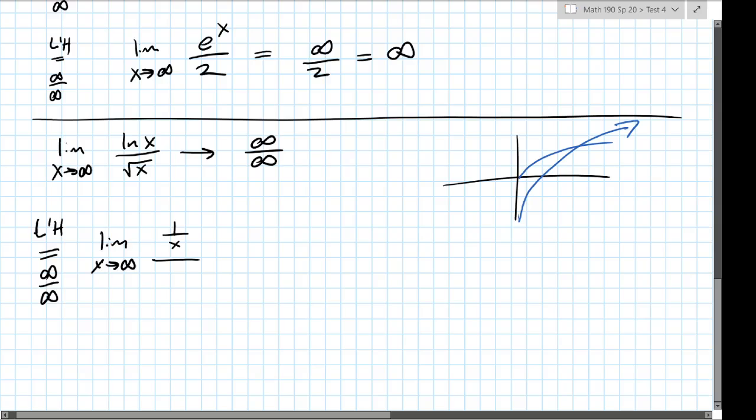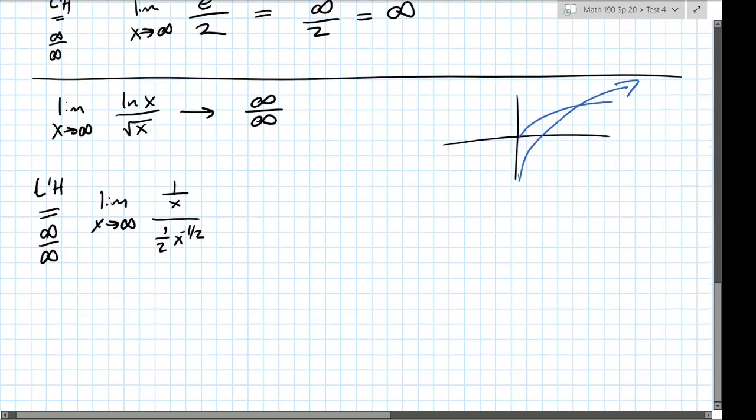The derivative of the bottom, which we change to x to the 1/2 power, is 1/2 x to the negative 1/2 power. At this point, we could try direct substitution again, but it's not advisable since it would result in 0 over 0. However, we can use algebra to simplify this limit. The top is x to the negative 1, the bottom is x to the negative 1/2 divided by 2.